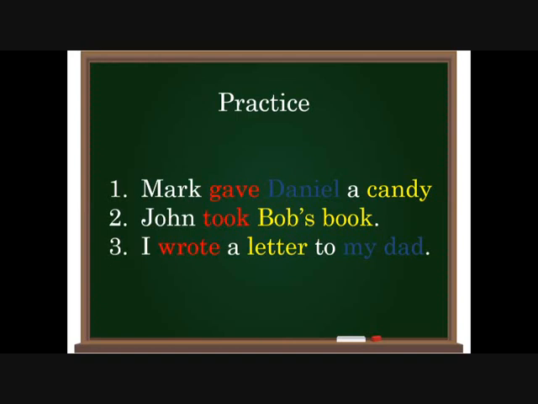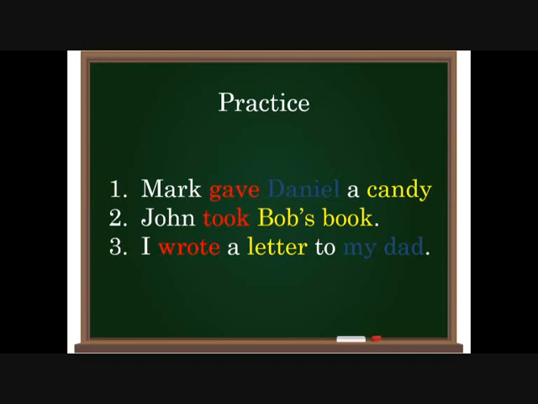Remember that by asking the question what to the verb, we're going to find the direct object. So if we ask the question what to gave in the first one, we get the direct object, in yellow, candy. And if we ask the question to whom to the verb in number 1, we find the indirect object, which is Daniel, in blue. In the same way, in number 3, if I ask the question what to the verb, we find letter, and to whom, in blue, my dad, which is the indirect object.